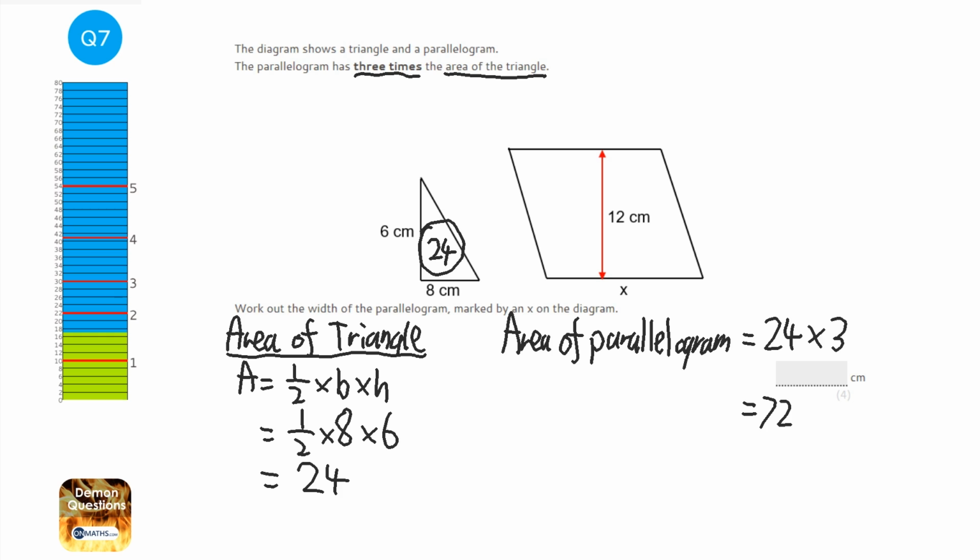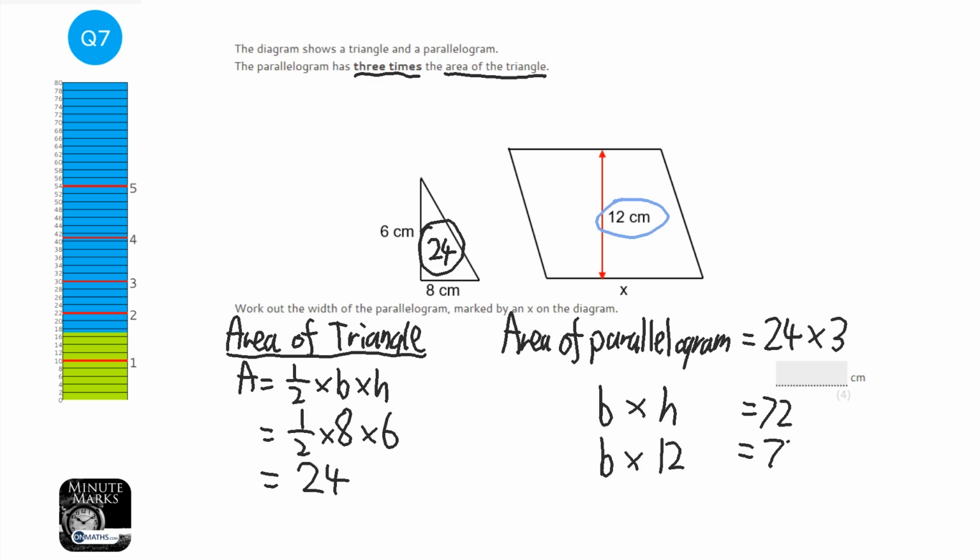Now, I know that the height of it is 12, and I know to work out the area of a parallelogram, it is just base times height. And I know that the height is 12, and I know the area of it 72. So I just need to solve this. Quite an easy one to solve, because I'm just going to divide by 12. So the base is going to be 72 divided by 12, which is 6. So it's going to be 6 centimeters.